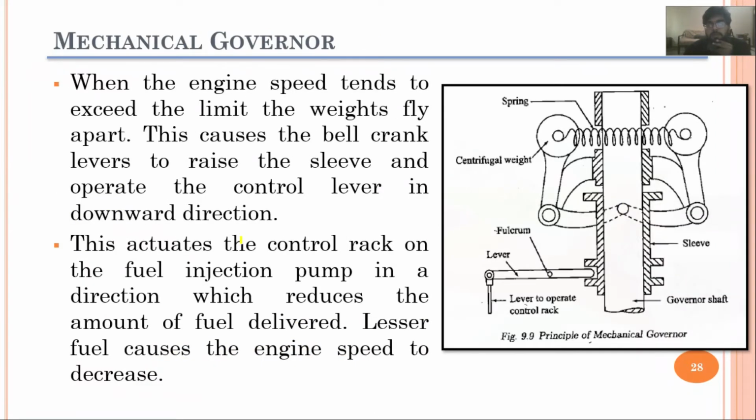Okay, starting off with the mechanical governor. Here you can see, first of all, we must understand what the basic components are. We have this spring, and this spring is connected with the centrifugal weights. Similarly, we have a sleeve here, and this sleeve would be moving either up or down. Then this lever is controlling the fuel rack, and this is the governor shaft.